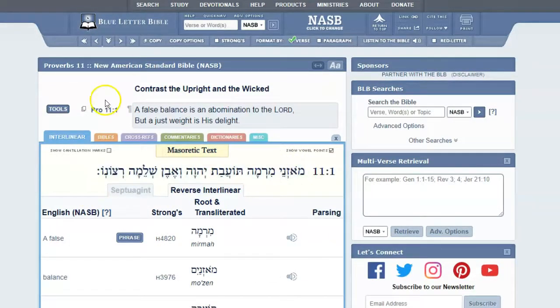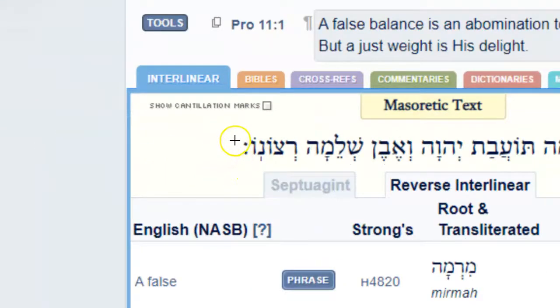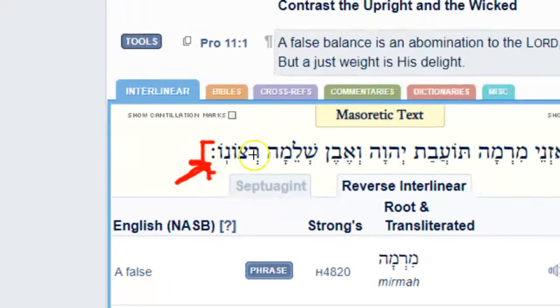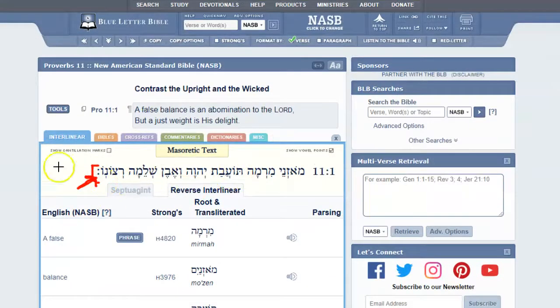And when you read Hebrew, you start on the right and read right to left. So that's how you read Hebrew. Hebrew is read from right to left. Another thing that is important to note about the Hebrew is these two little dots at the end of the verse. That actually indicates that the verse has ended. That's the end of the verse.